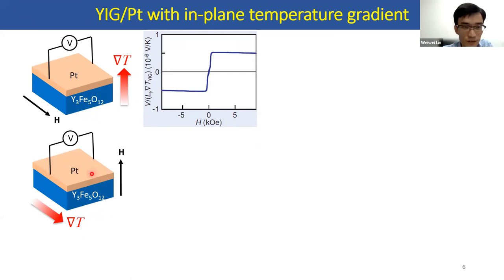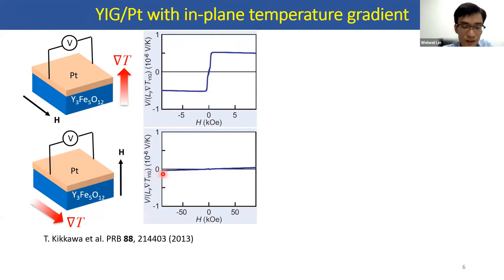What happens? In the literature, this is the result. A negligible thermal voltage can be detected even at more than 6 Tesla field. This is already shown in the literature. It's very tiny, a large difference from the vertical temperature gradient. Just a negligibly small thermal voltage with the in-plane temperature gradient and the perpendicular field for the platinum.